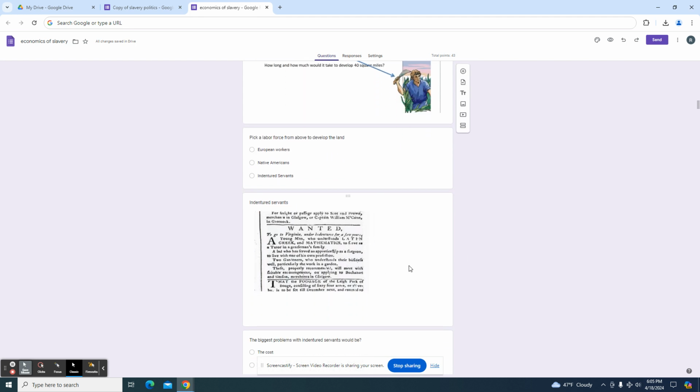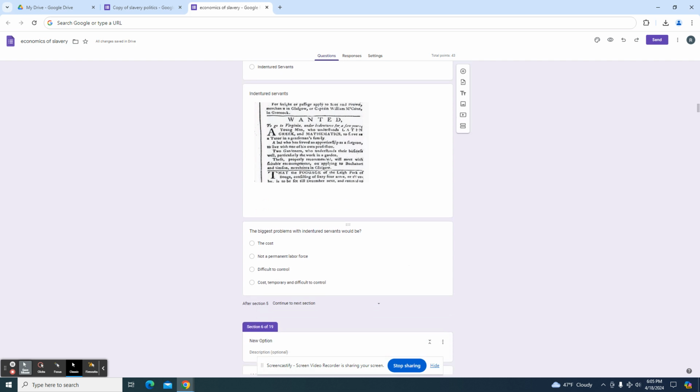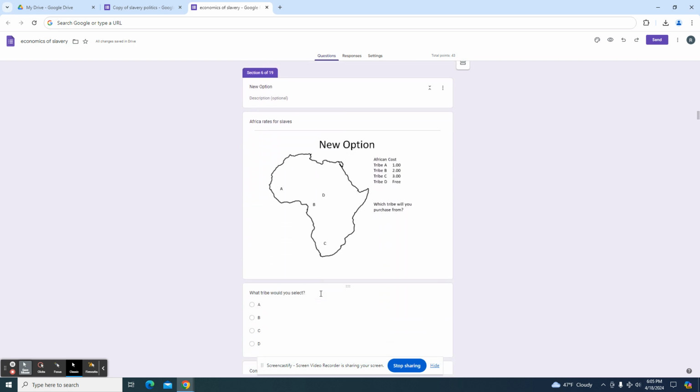I then use an indentured servant advertisement. The biggest problem with indentured servants is that these individuals are eventually going to be set free, so they are not a permanent labor force. Then we start looking at some of the new options, and the new options involve these various tribes. What I'm trying to do here is to get students to think about the coast, because African tribes conquered some of the other African tribes and then moved them from the interior to the coast, where they would then be sold as part of the triangle trade.